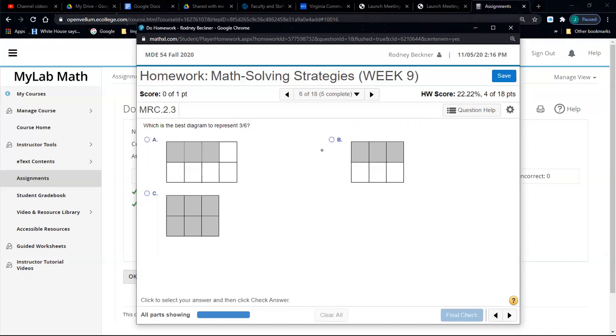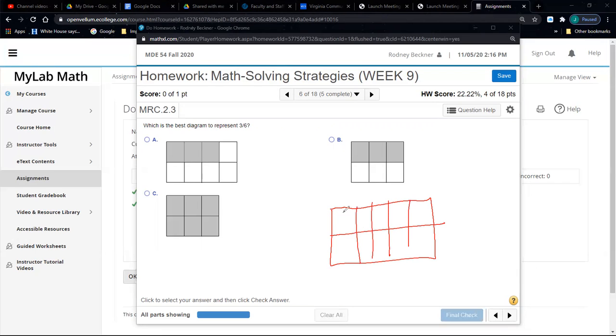Which is the best diagram to represent 3/6? Now, 3/6 does not have to be divided up into 6 segments. You could actually have it 1, 2, 3, 4, 5. All right. Ignore the size difference in these, but I can draw up a fraction, an image that would represent 3/6 by just shading a certain number of these, and I'll give that away at the end. So we take the shaded amount in relation to the whole, the shaded to the whole.